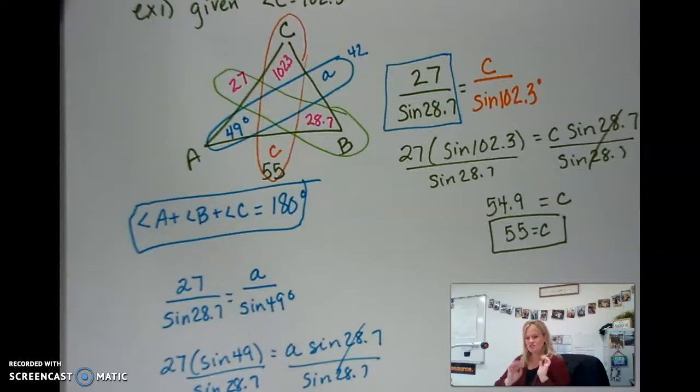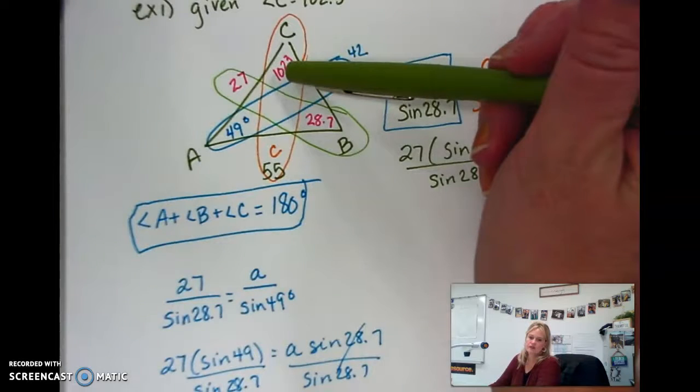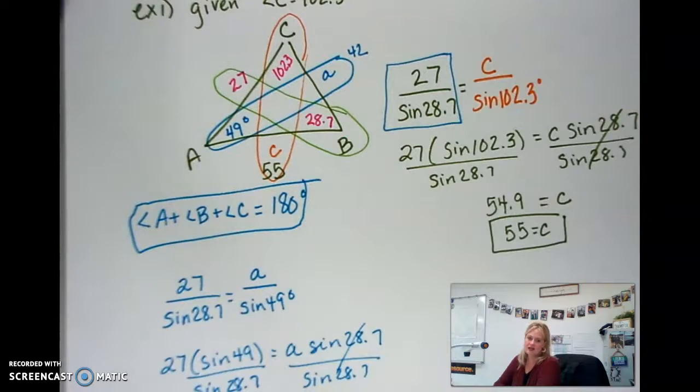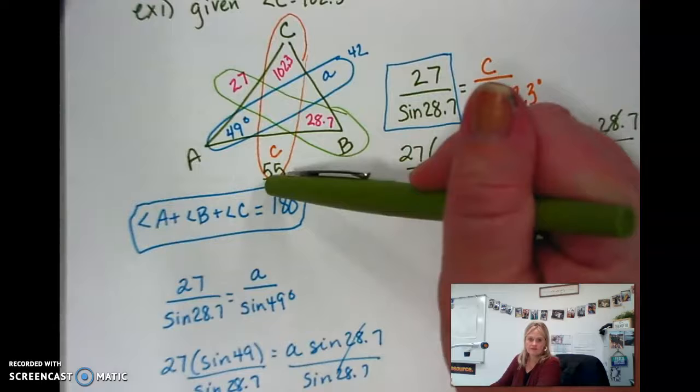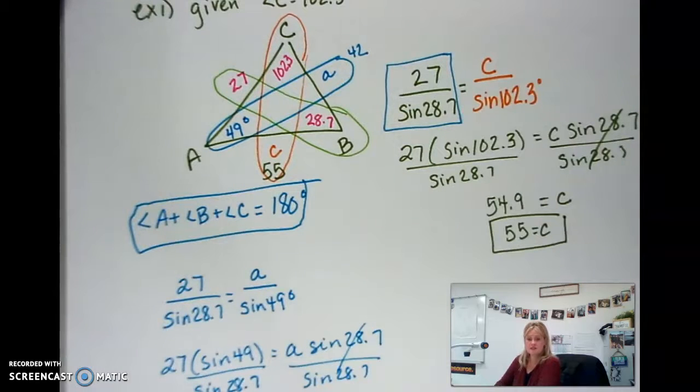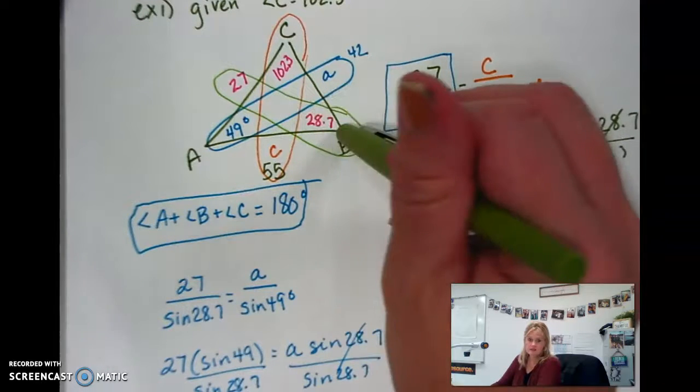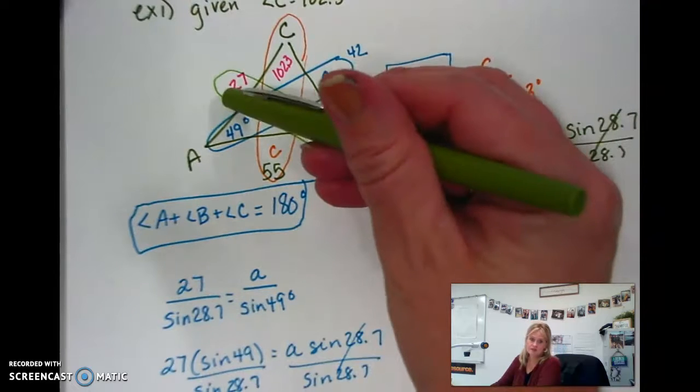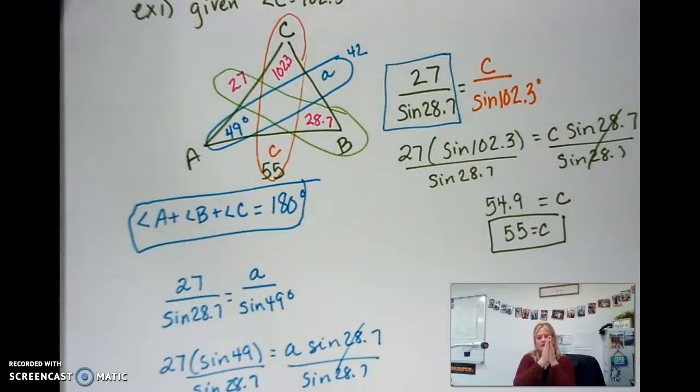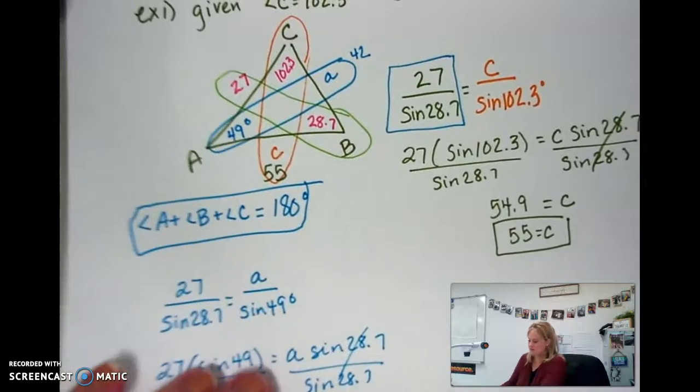Here's one way you can just kind of guess or check a little bit to see if you're right: look at the biggest angle. The biggest angle is 102.3 degrees. What is the biggest side? 55. What is the smallest angle? 28.7. Which is the smallest side? The 27. So if you think about angles opening up a little bit versus a lot of it, their sides are going to match in the bigness of the triangle.